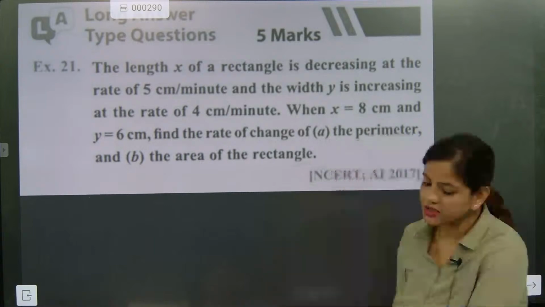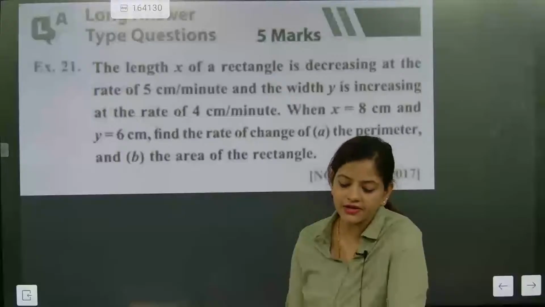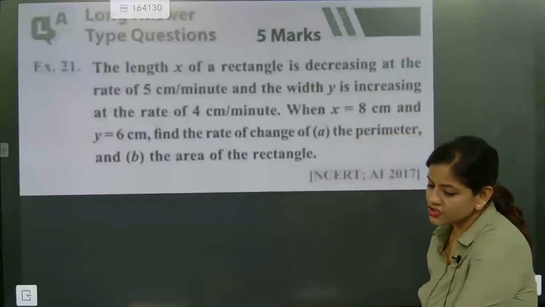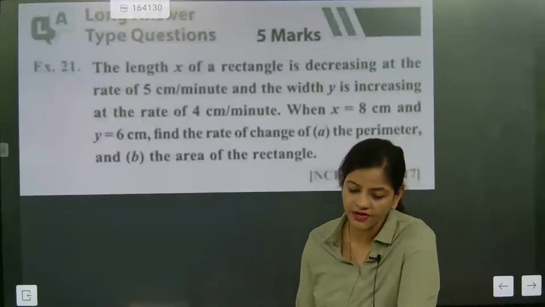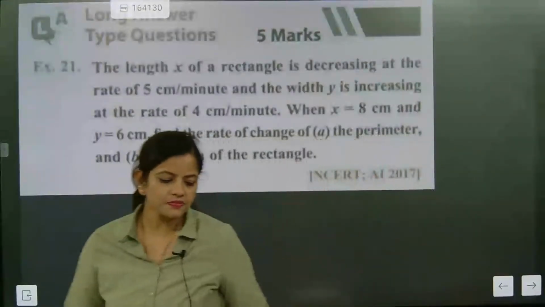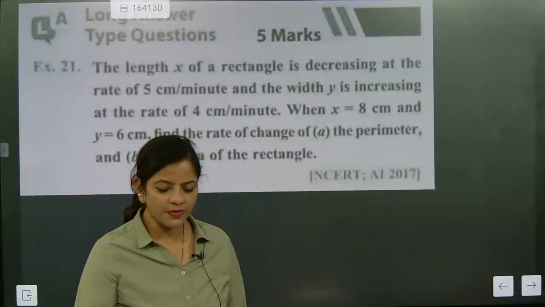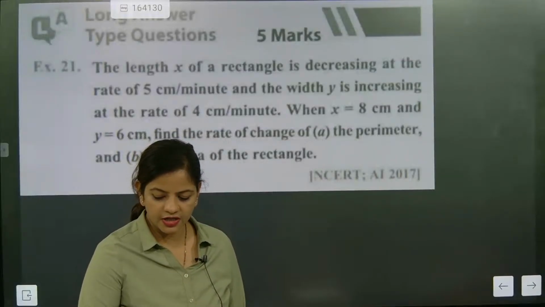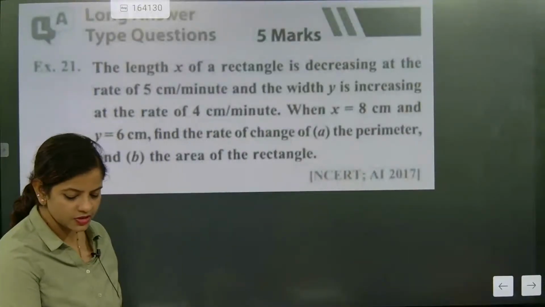The width is increasing at a rate. When x is equal to 8 and y is equal to 6, find the rate of change of perimeter and the area of the rectangle. It's a usual question. Perimeter is equal to 2 into l plus b, beta. So the perimeter part is different, the length part is different.